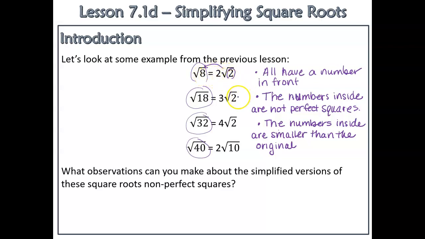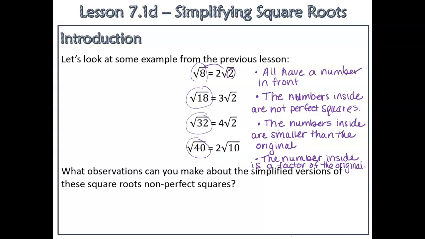2 is a factor of 8, 2 is a factor of 18, 2 is a factor of 32, and 10 is a factor of 40. So here's another thing. The number inside is a factor of the original. And one more thing that I can point out, or any other things that you recognize, you can just let me know. But that's all we're going to talk about for now.